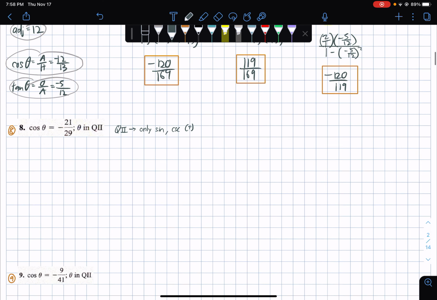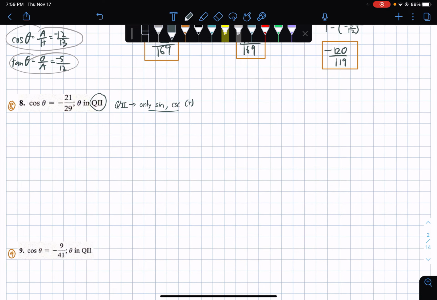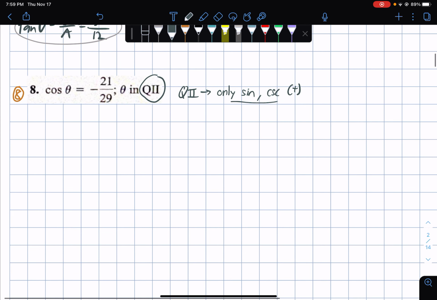That's it. For number 8, we're still in quadrant 2. That means only sine and cosecant are positive. Particularly on double angle identities, we only involve sine, cosine, and tangent. Maybe that's one certain rule, maybe not. But so far, we only deal with sine, cosine, and tangent.